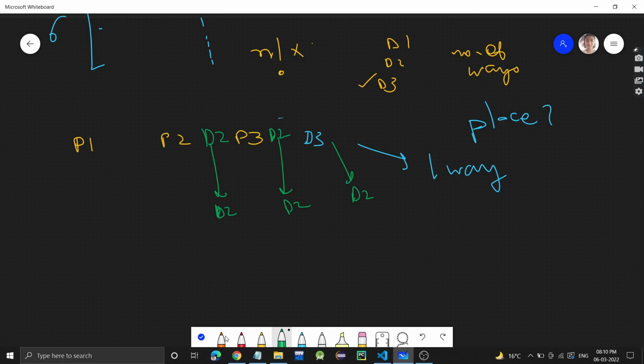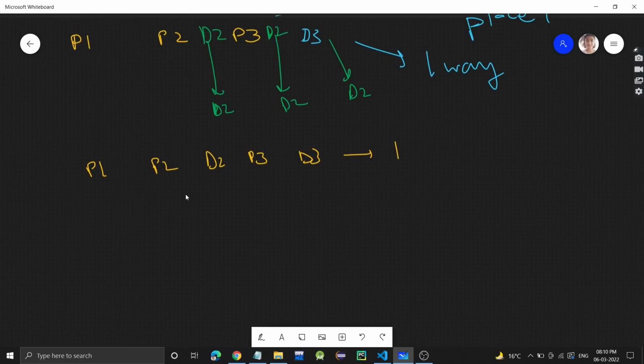One case could be, I'm writing the cases here. So p1, p2. Let me use another marker. So the case could be p1, then p2, and then I'm placing d2 here, and then the rest as such, p3 and d3. This is one way.